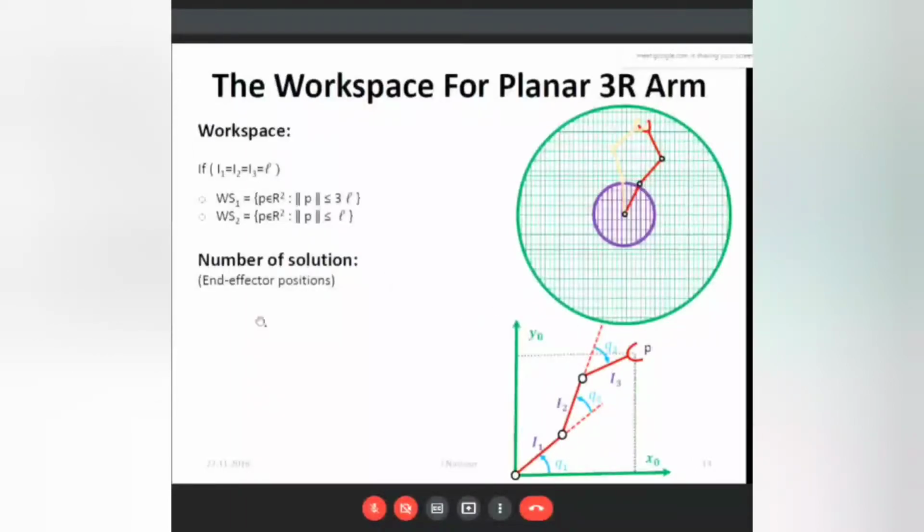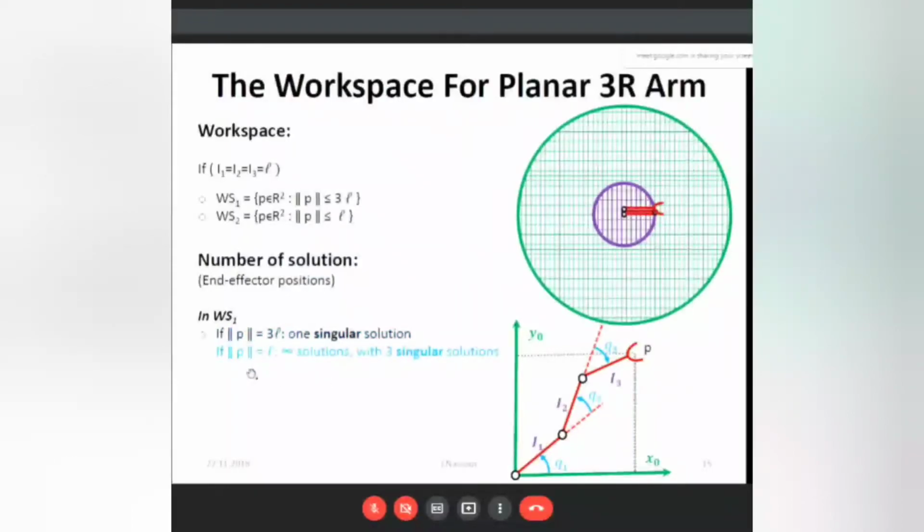So we can see here in workspace 1, at 3L, there is one singular point only. This is a singular point because this cannot go beyond it. So this is a limit up to which it will go. It cannot do anything beyond that. Unless you rotate about this, it will go in this direction, but beyond that it will not go anywhere. So this is 3L, L1 plus L2 plus L3, a single singular point.